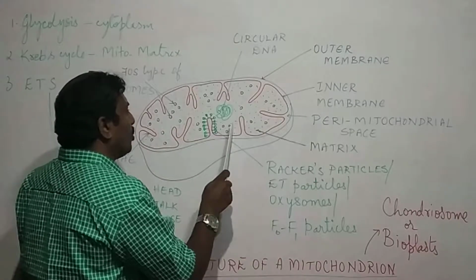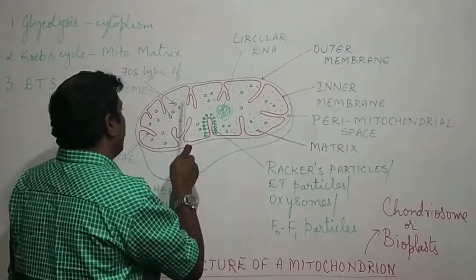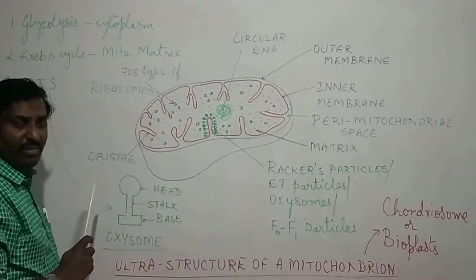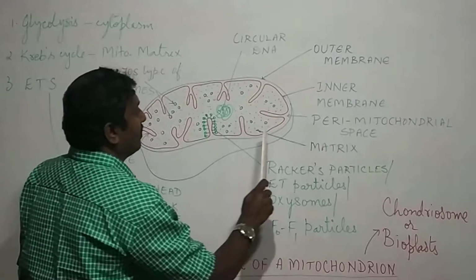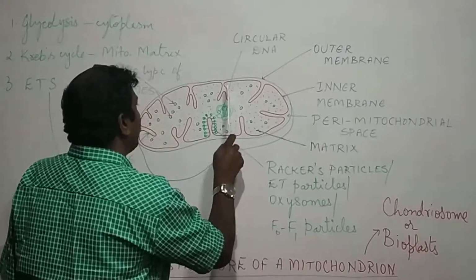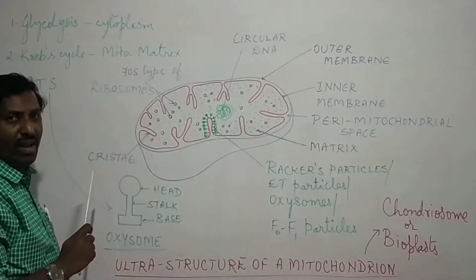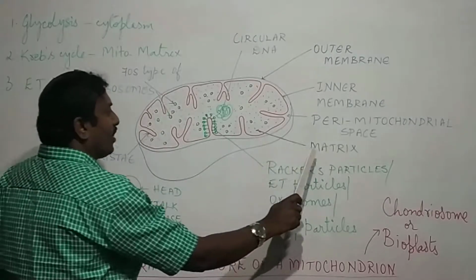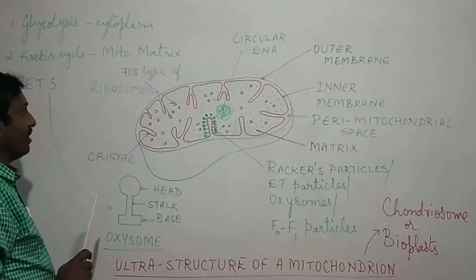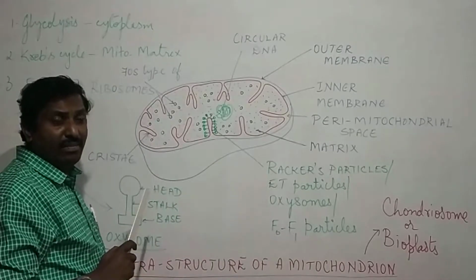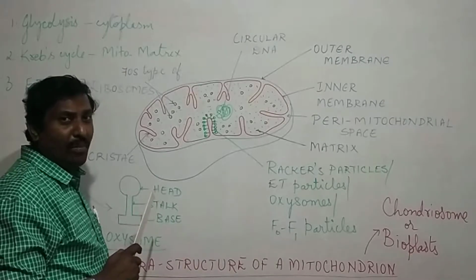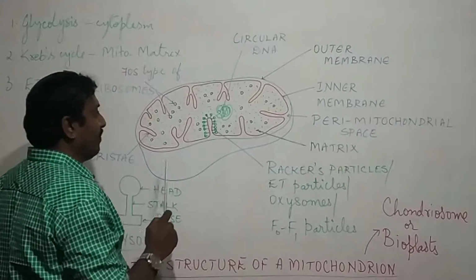And inner to this, the fluid portion is with various enzymes and other components. It is called matrix. This fluid portion within this mitochondrial space is called mitochondrial matrix or simply the matrix. It consists of various types of enzymes that are necessary to carry out a part of the cellular respiration.